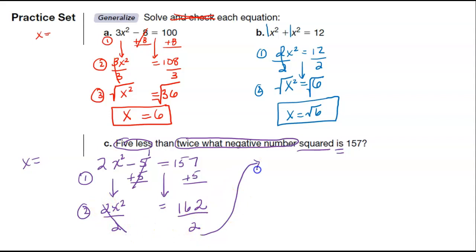Remember, I'm trying to undo everything that's happening to x. So let me come up here. So I have x squared is equal to 162 divided by 2. That I'm not going to do in my head because I don't trust myself. 81. Awesome. And then I'm going to square root both sides. So I have x is equal to 9. It could also equal negative 9. And it says it's supposed to be the negative number, so this is my answer. Like up here, this could be 6 or negative 6. We don't know. This could be positive square root of, or negative.